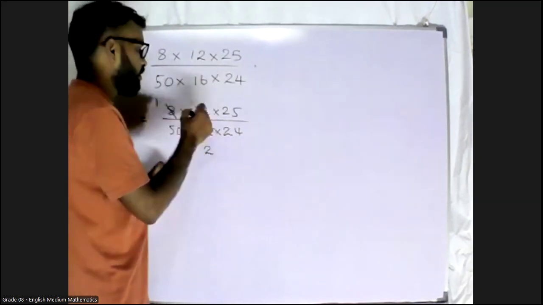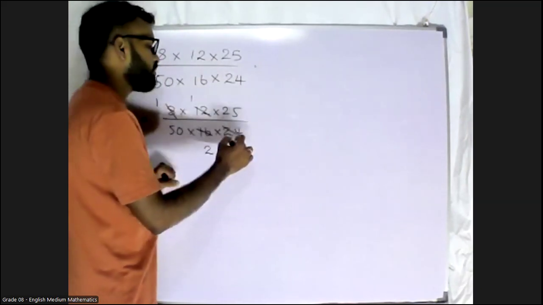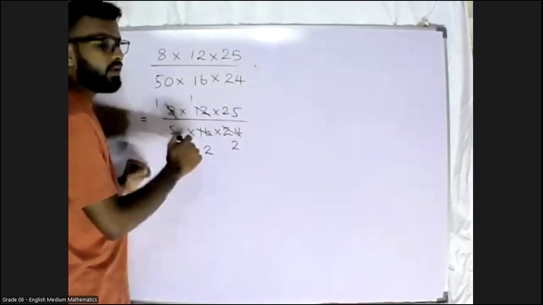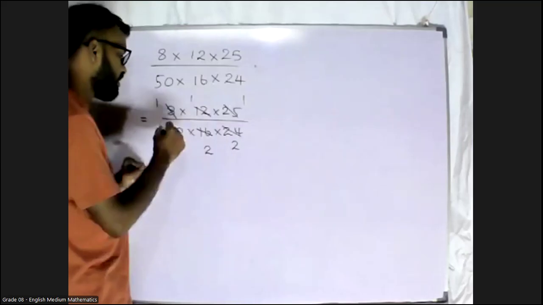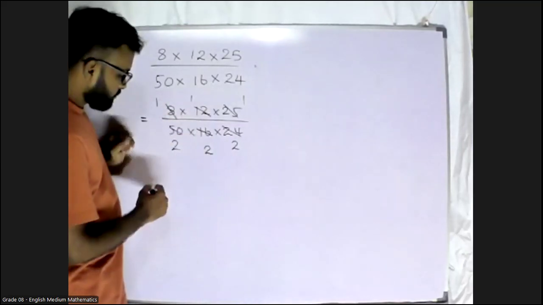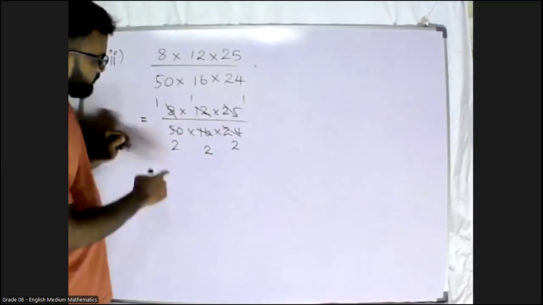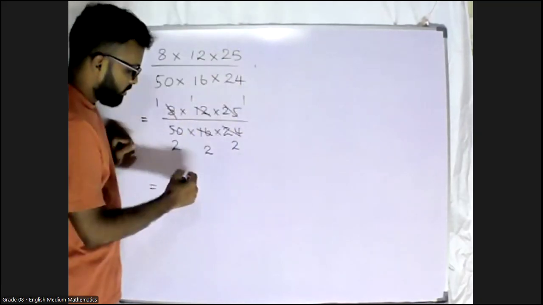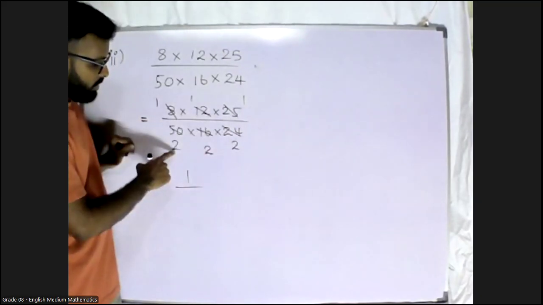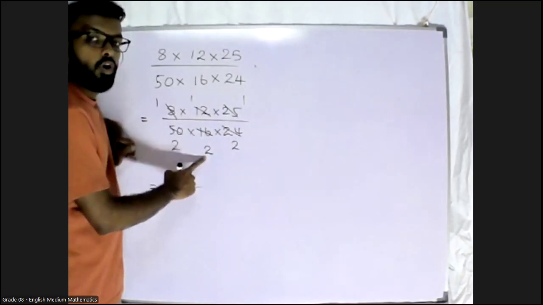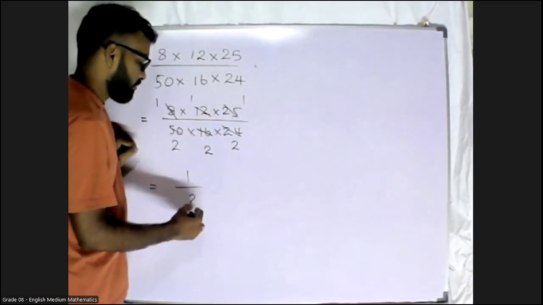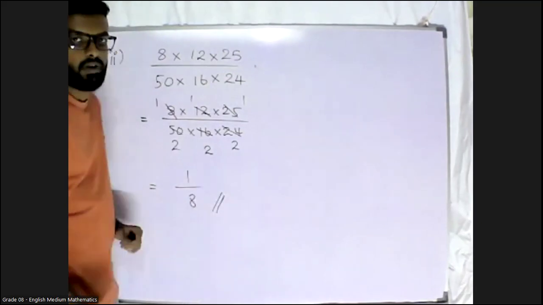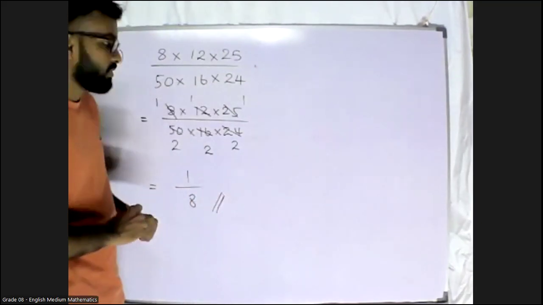Yes, 12 times 1, 12 times 2. Now 25 and 50, very easy. 25 times 1, 25 times 2. Equal mark. In the numerator, 1 times 1 times 1 times 1, 1. Here 2 times 2, 4. 4 times 2, 8. So directly you can get the answer. Okay, that is all. Right?